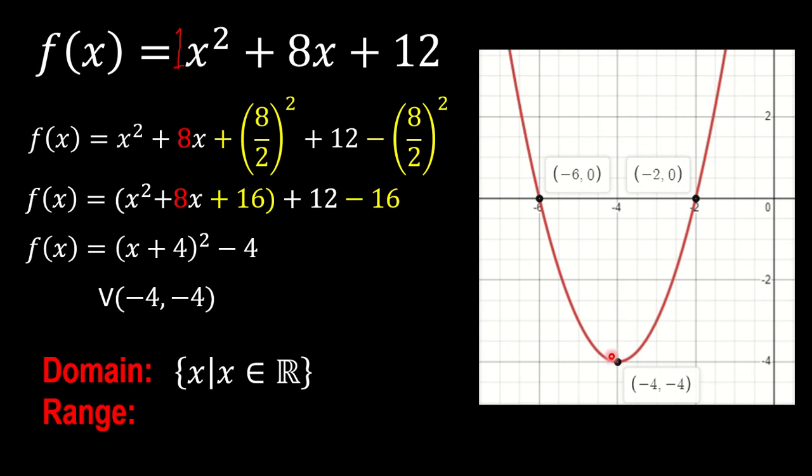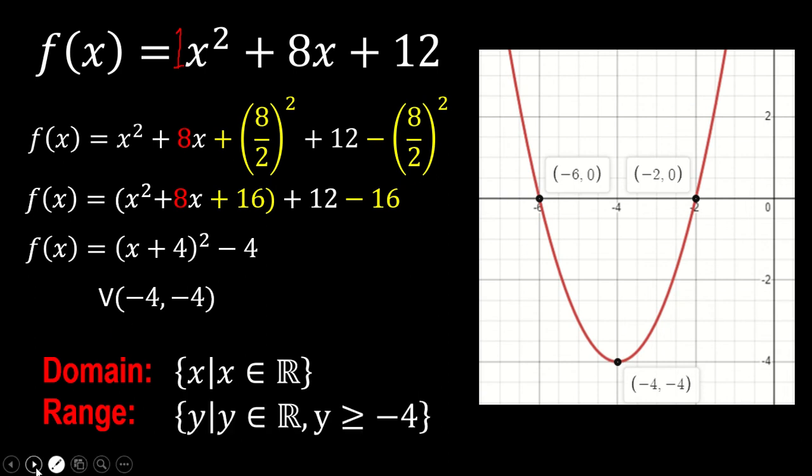And then for the range, as you observe, it starts at negative 4 and extends upward. That means the values of y should be greater than or equal to negative 4. So we have y such that y is an element of the real numbers, wherein y is greater than or equal to negative 4. So we now have the domain and the range.